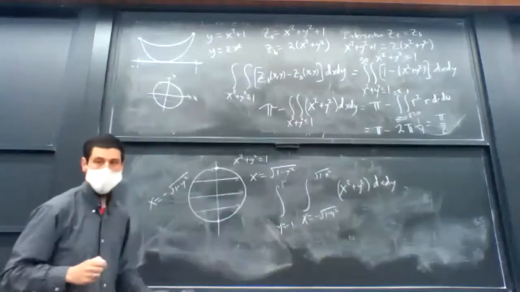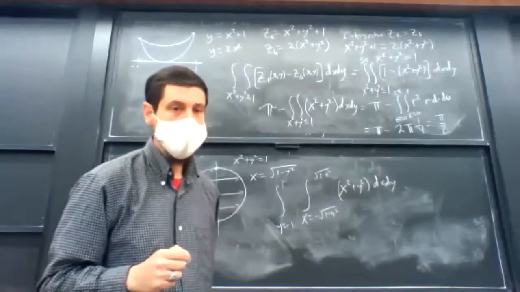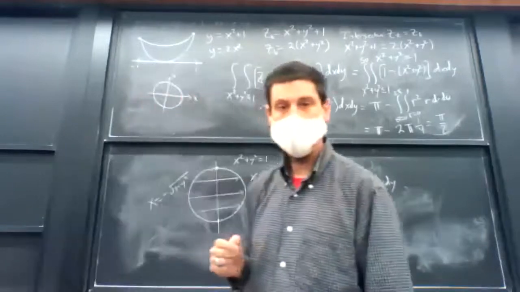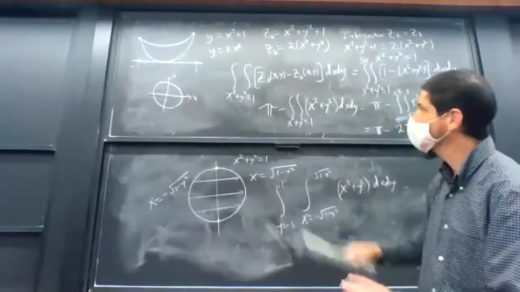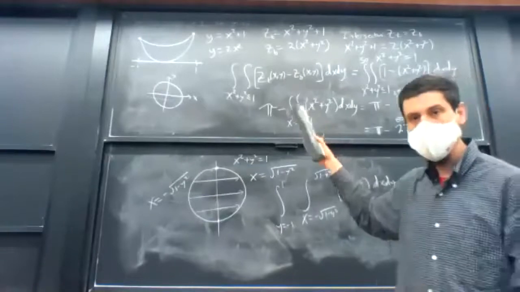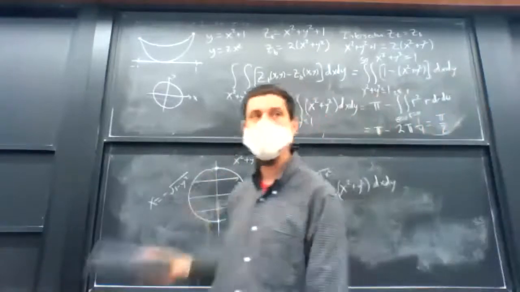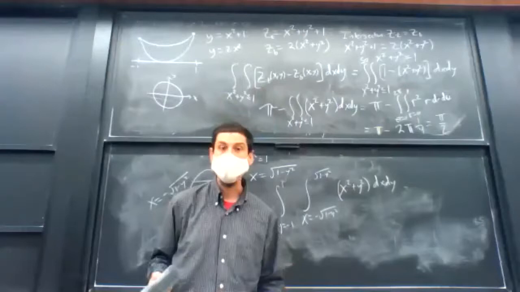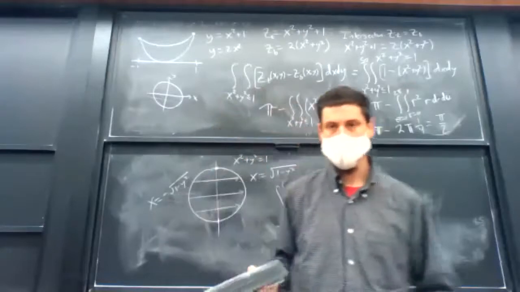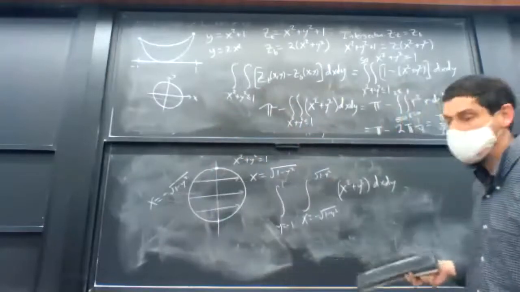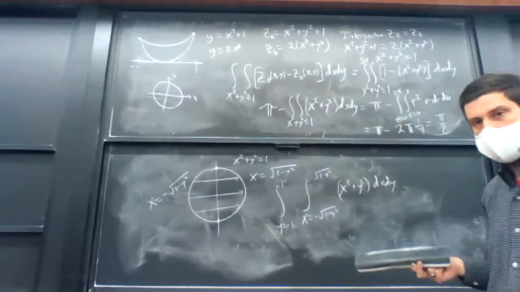Is there a reason why you didn't use spherical coordinates? Yes, because it's not a sphere. So I have two paraboloids. Those are not spheres. I don't have things involving x squared plus y squared plus z squared being constant. I have things that only depend on the value of x squared plus y squared.